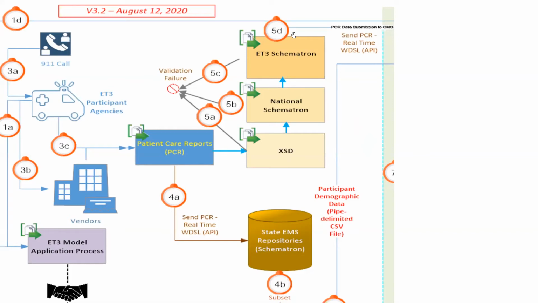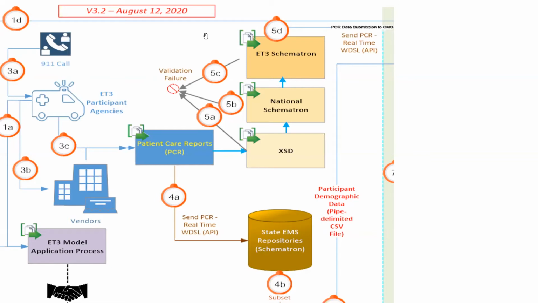Ultimately, 5D represents a success of passing those tests, and the flow of data can then go over to CMS. And at that point, we are using a WSDL API approach to send that data. So again, CMS is developing some things on their side so that when that data comes through, it can be received. And there is a level of validation that will occur on the side of CMS as well. That's very similar to what was validated by the ET3 schematron. So that validation is going to be shared.